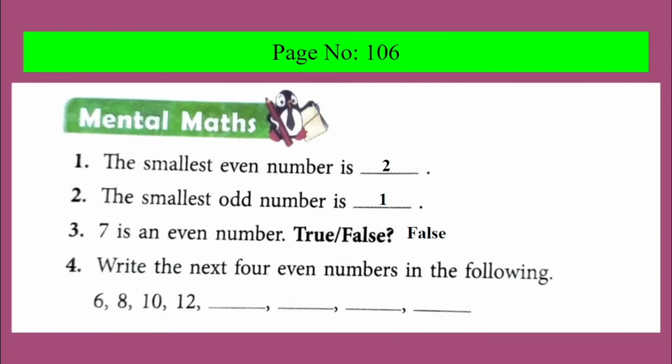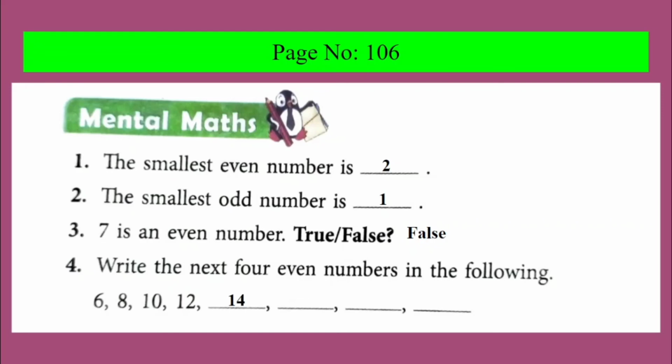Okay. Now let's do the fourth question. Write the next 4 even numbers in the following: 6, 8, 10, 12. So children, here we have to write the next 4 even numbers after 12. So which number comes after 12? Yes, 13. So 13 is an odd number. So which number comes after 13? 14. So is 14 an even number? Yes. So we can write 14 over here.